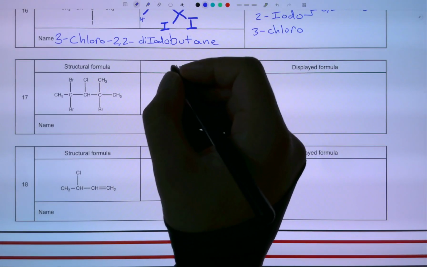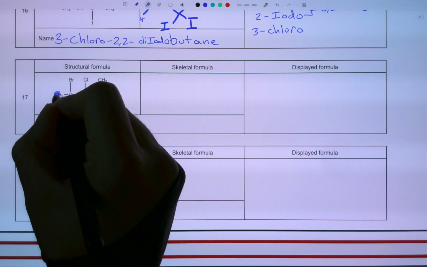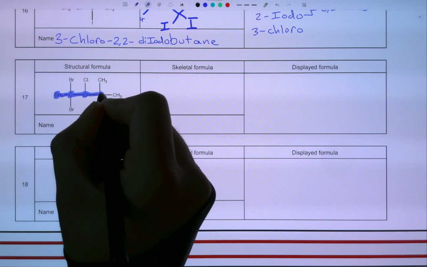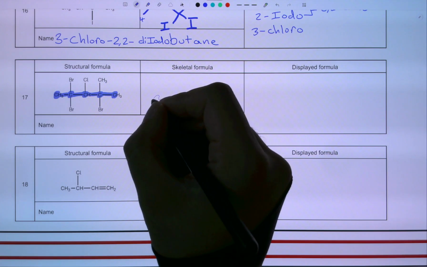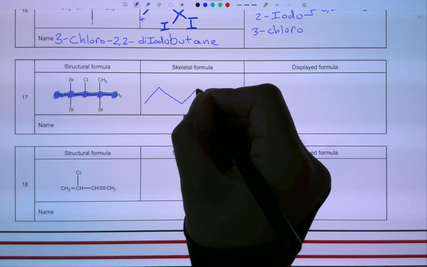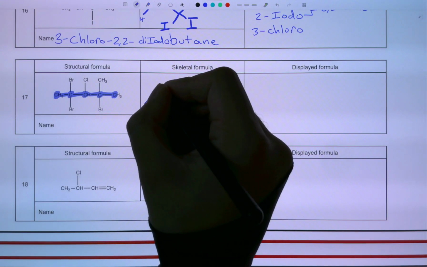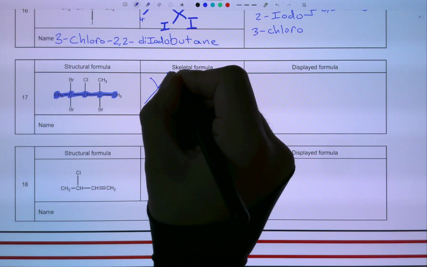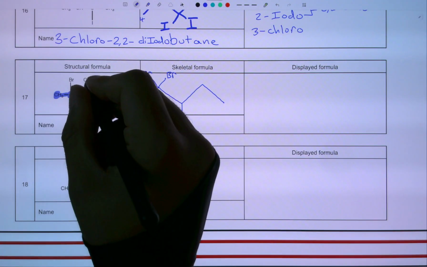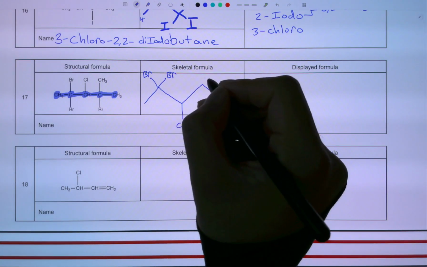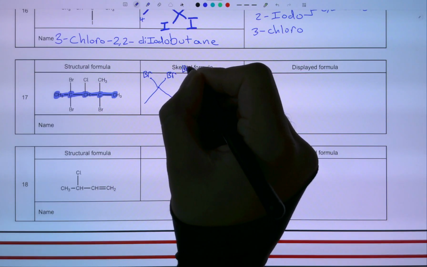The next structure, skeletal formula, we have 1, 2, 3, 4, 5 as the longest carbon chain. And we've got these two bromines. We've got a chlorine over here. And then we've got a methyl branch over here and a bromine over here.